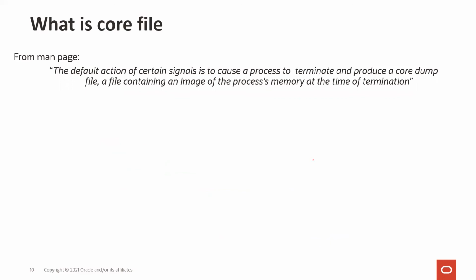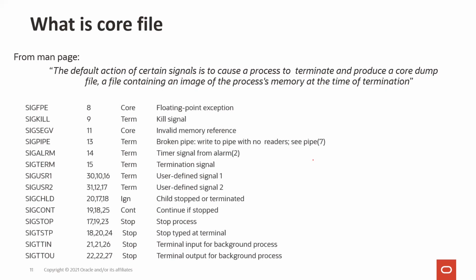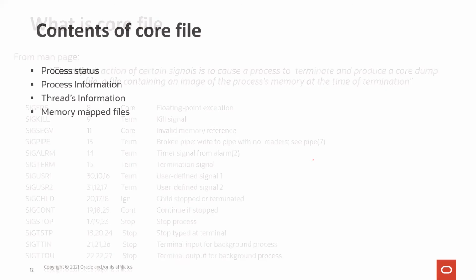Okay, let's move to the next. I think I covered this. What are the signals and their default action? Next, what the core file contains. I think roughly I covered this. Process state, what the process was doing, in the sense of what was the state of the process, what is its PID, what is its parent's PID, all that information.